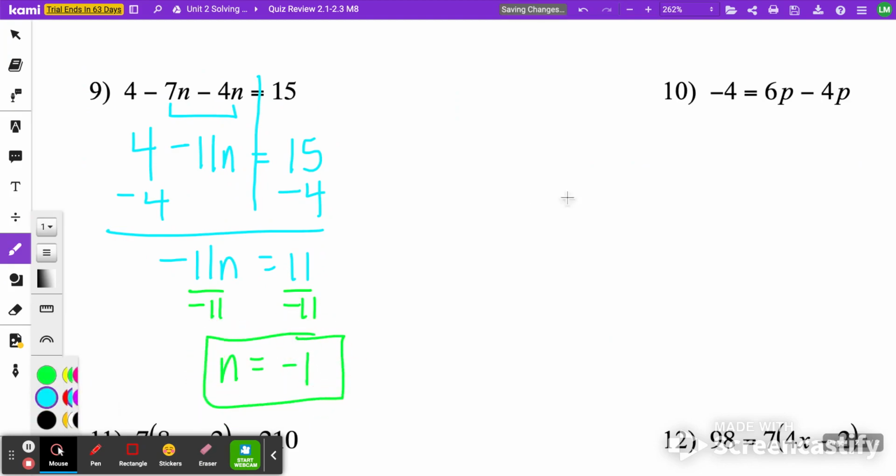Over here for number 10, again, combining like terms. 6p minus 4p is 2p, and then I divide both sides by 2.